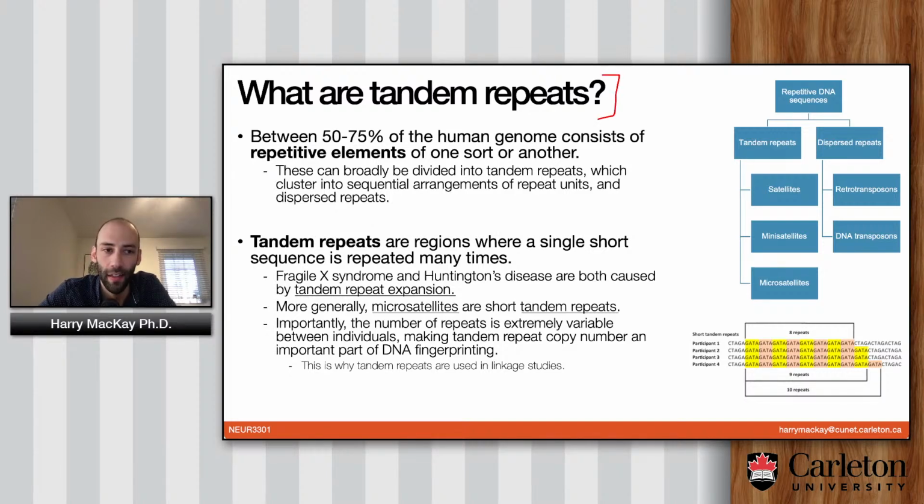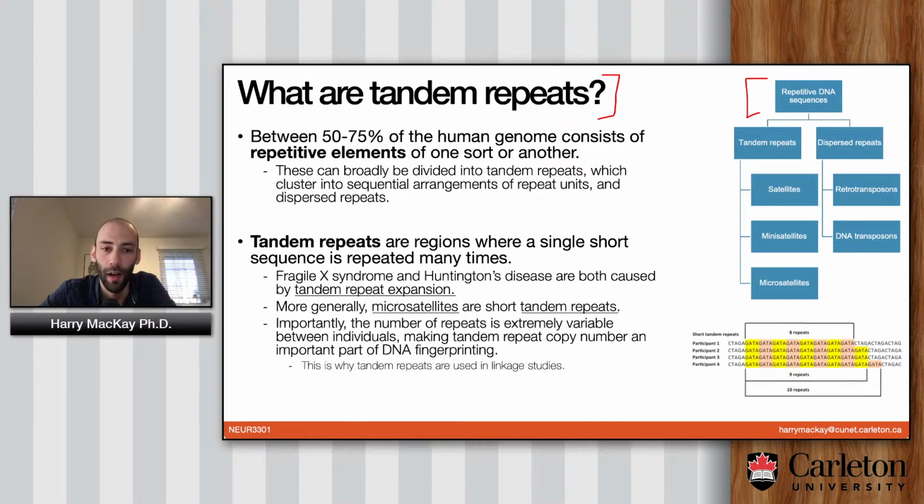Now, as I said, repeats are coming back for this class. We've looked at them in the context of Fragile X, and we've looked at them in the context of Huntington's, and now we're going to see what they have to do with autism. Now that we're zooming out and talking about repeats in a more generalized way, I'll give you a hierarchy of repeat types.